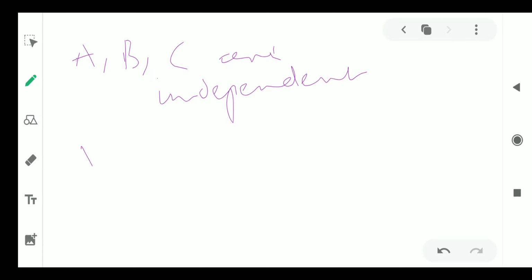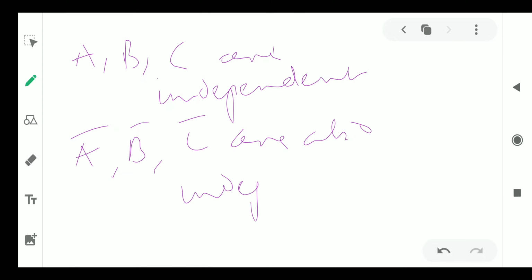Therefore similarly A bar, B bar, C bar are also independent. So this implies A, B, C are independent, meaning problem solving by A, problem solving by B and problem solving by C are independent. And similarly not solving by A, not solving by B and not solving by C are also independent.